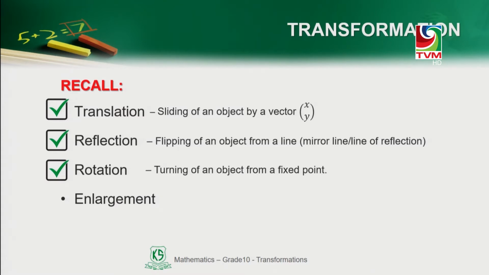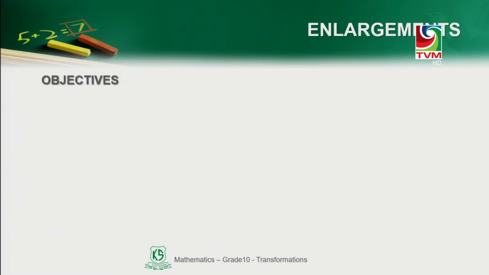From the name itself we know what rotation is. It is the turning of an object from a fixed point, and in rotation you should know the angle of rotation and the direction of rotation as well. In today's class we are going to discuss the 4th type of transformation, which is enlargement.